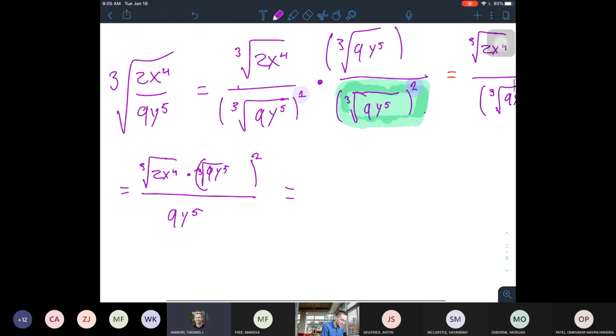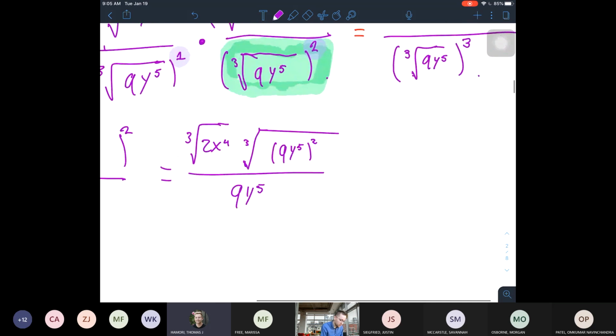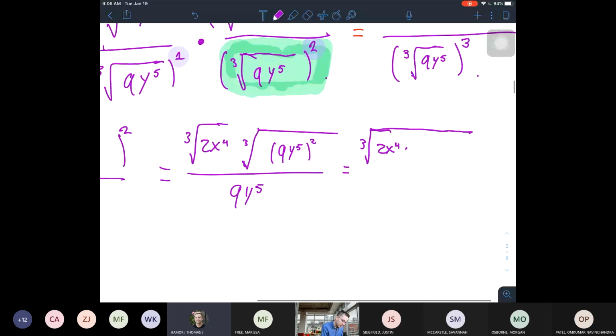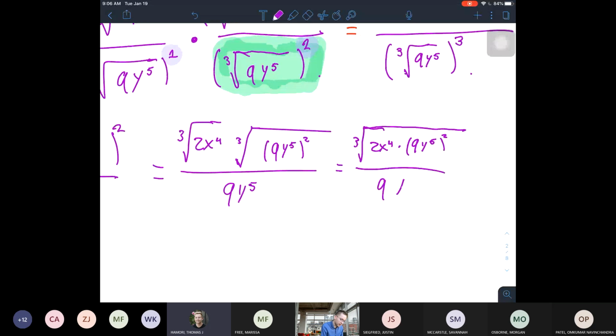Now to simplify the top, I'm going to use one of our rules to take this cube root, and I'm going to take the square power here and move it inside. I'm going to take 9y to the fifth squared, divided by 9y to the fifth. And now I'm going to combine these two cube roots. Using another one of our rules, we'll have just one big cube root sign. And on the inside, we will have 2x to the fourth, and we'll multiply that by 9y to the fifth to the power 2 all over 9y to the fifth.